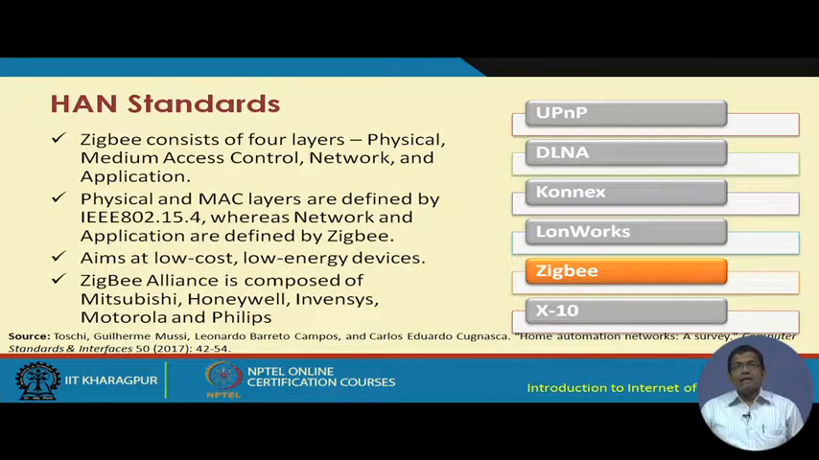It aims at low cost, low energy devices, and there is a ZigBee alliance comprising companies such as Mitsubishi, Honeywell, Invensys, Motorola and Philips. So, this basically guides the development of the ZigBee standard forward.